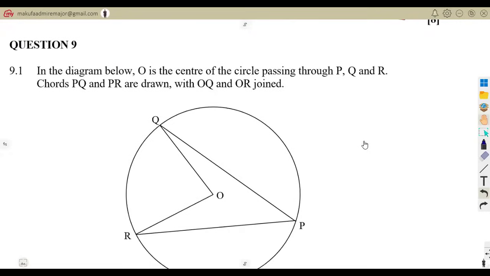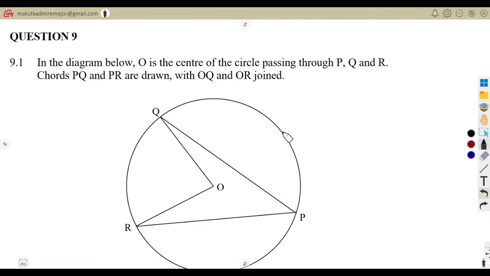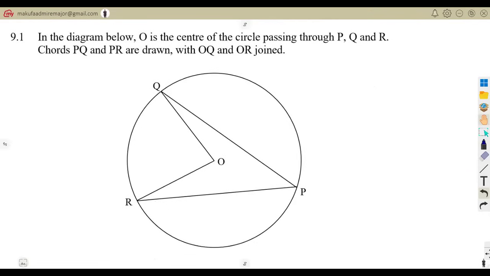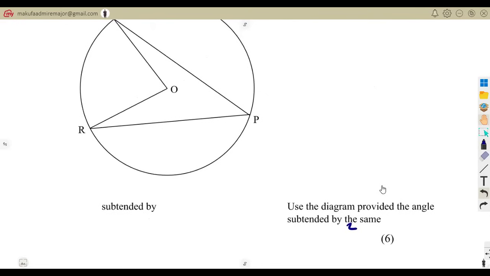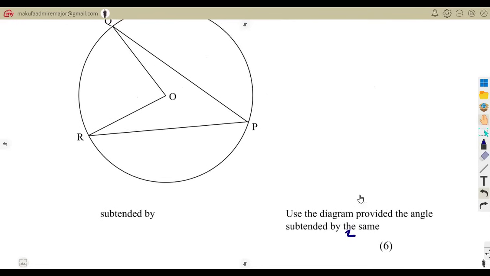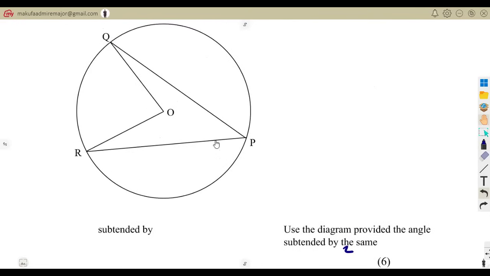All right, on question number 9, we are given a diagram that we needed to use. In this case, they gave us all this information. You can see the center, which is at O, and they wanted you to use this diagram provided, the angle subtended by the same. They wanted you to prove that the angle at the center is twice the angle at the circumference.